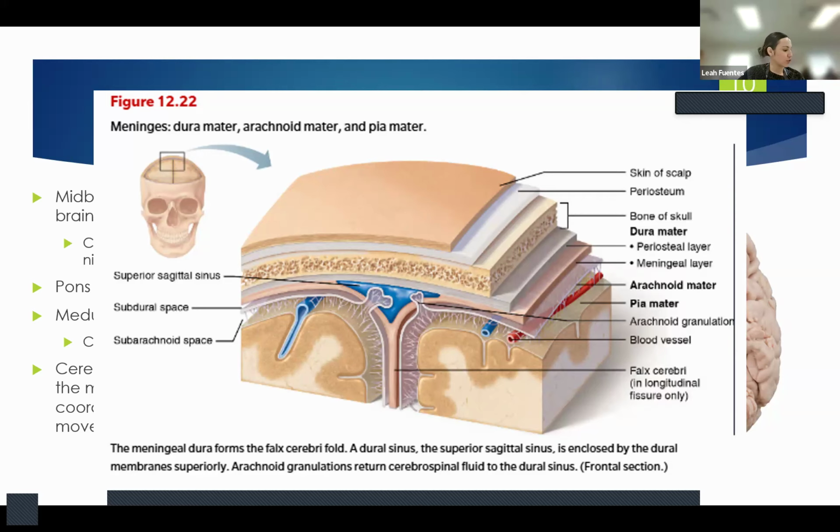And then we move into the dura mater. This is the outermost membrane. It's also the toughest layer of our meninges. It contains many blood vessels and nerves. And the dura mater is directly attached to the bones of your skull.